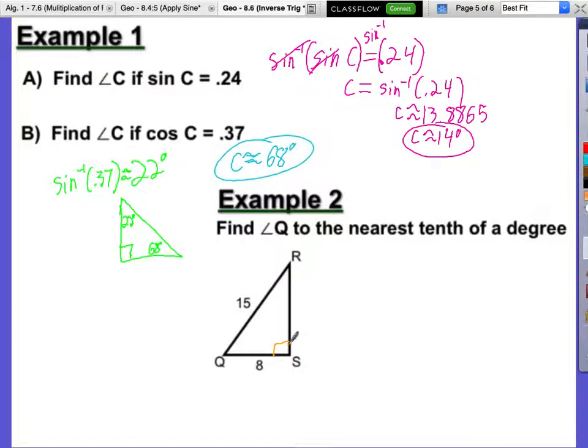We know two sides of this right triangle. Which two sides do we know, based upon angle Q? Very good, adjacent and hypotenuse. What's our acronym for trig functions? Spell it for me.